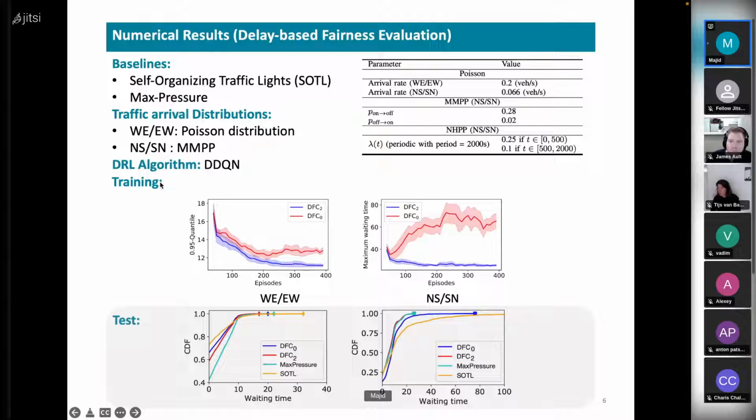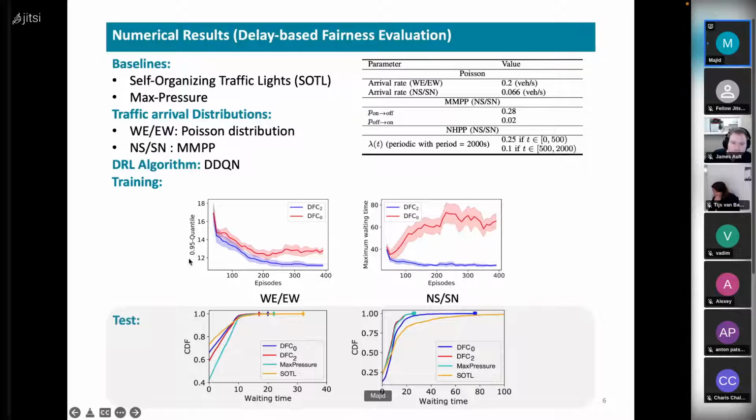The algorithm that we are using is double deep Q network. Here are the parameters for the arrival rate for each direction, and also the probabilities of changing between states for the Markov modulated Poisson process. The first row of figures shows the performance of our algorithm, DFC, the delay-based fair controller, for two different hyperparameters. 0 is the case where we are not considering fairness, and 2 is the case where alpha equals 2 and we are considering it.